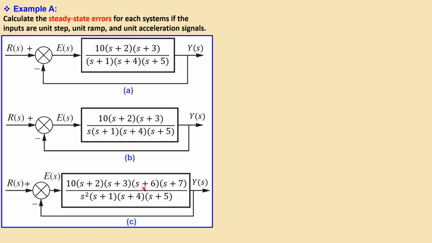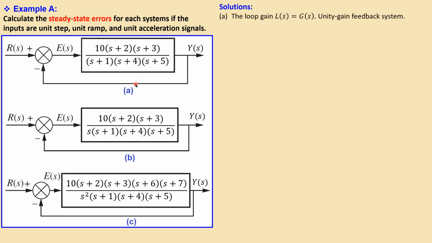These transfer functions first need to be checked on stability. I have done that, and that is all stable. And then we can do the calculation that is required here. So calculate the steady-state errors for each system if the inputs are unit step, unit ramp, and also the unit acceleration. So what we are asked is, for each configuration, to calculate these three steady-state errors.